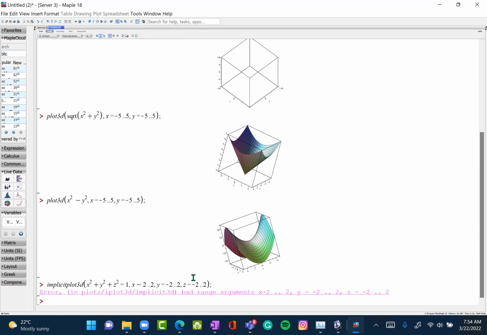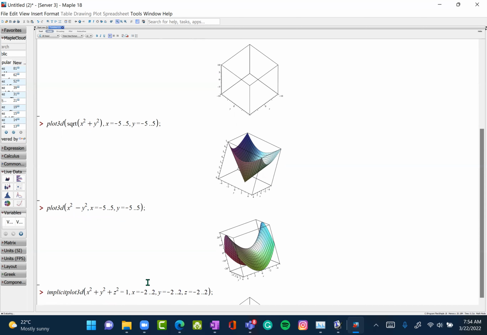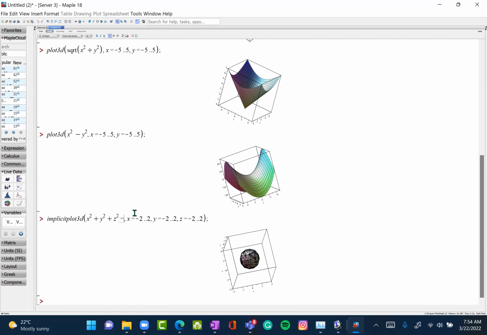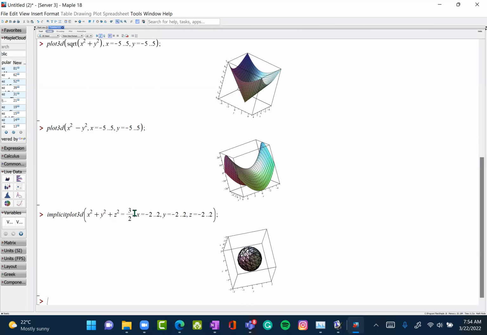What's wrong with this one? Oh, here, you see, this is not an equal sign. Okay, so something that looks like this one. Let's make it bigger. Say 3/2. So this is a sphere.